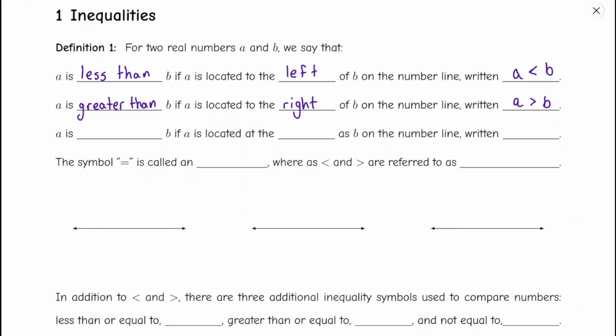Then a is equal to b if a is located at the same point as b on the number line, written a = b. The symbol equals is called an equality, where less than and greater than are referred to as inequalities.